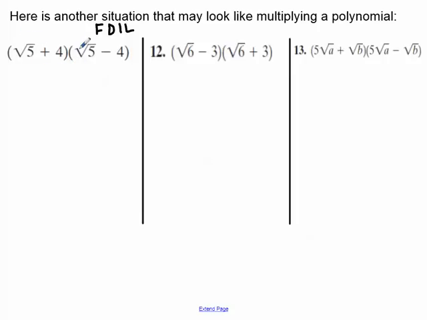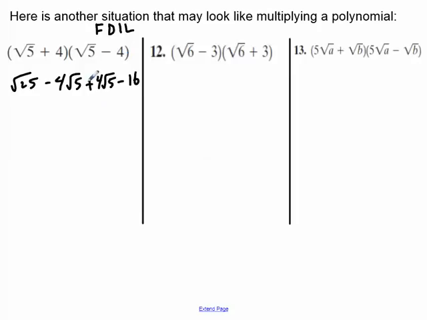All right, first multiplication, square root 5 times square root 5, square root 25. Outside, this one times that one, minus 4 square root 5. Inside, this one times that one, positive times unwritten positive is positive 4 square root 5. Last, positive times negative, negative. 4 times 4, 16.